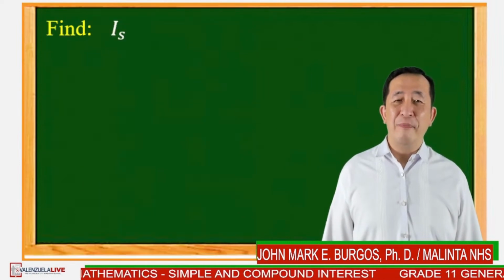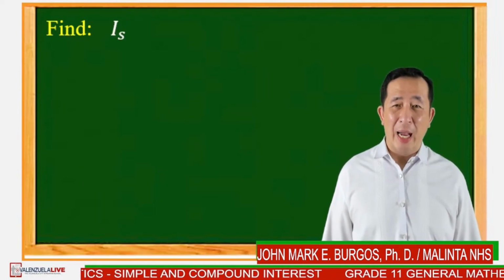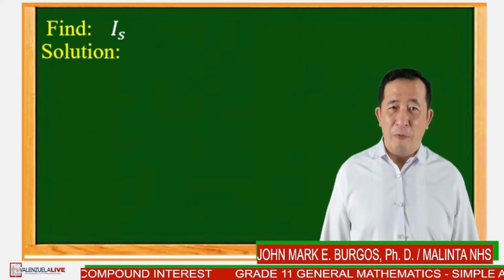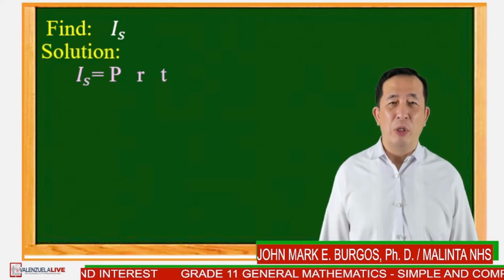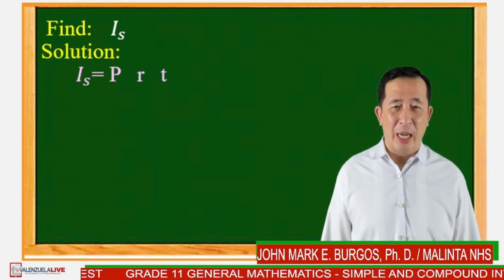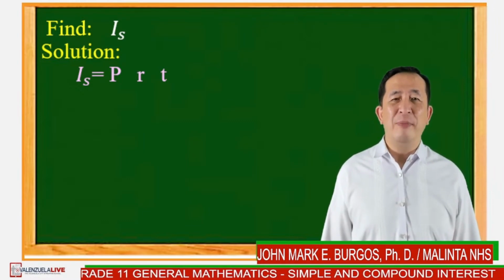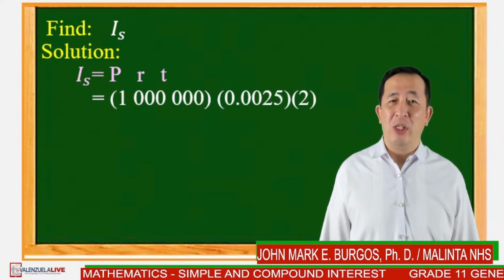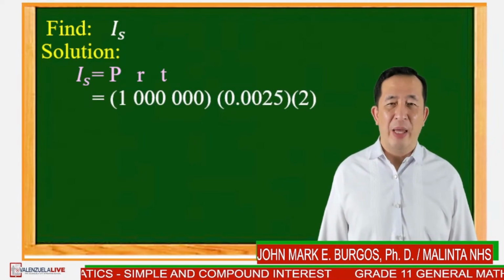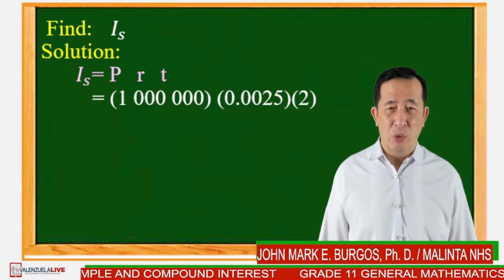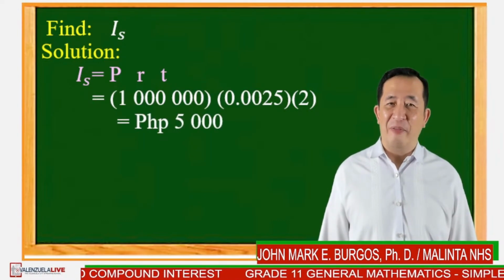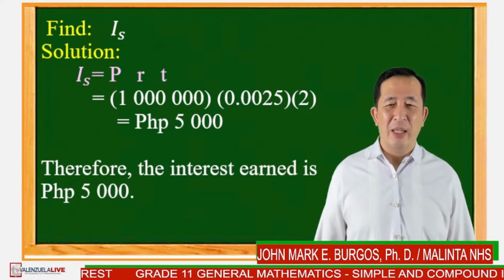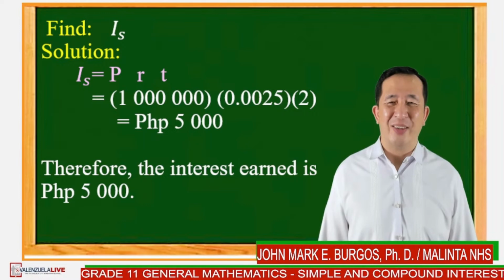To find the simple interest, or I, we will use the formula I is equal to P times R times T. And if the principal is 1 million pesos times the rate, which is 0.0025, times the time, which is 2, the answer will be 5,000 pesos. Therefore, the interest earned is 5,000 pesos.